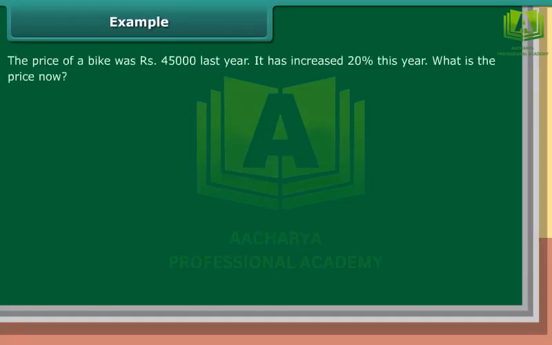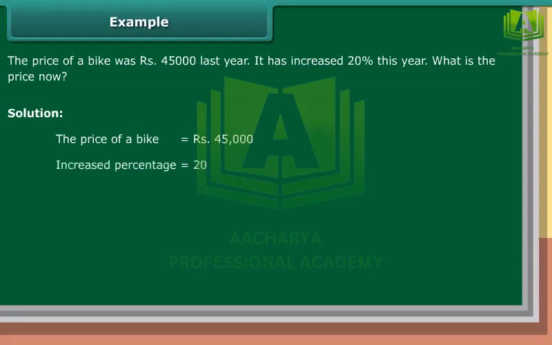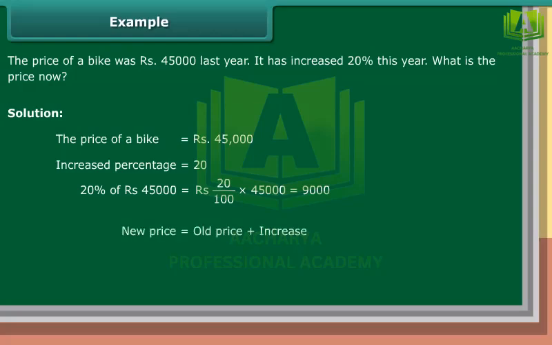Example: the price of a bike was Rs 45,000 last year. It has increased 20% this year. What is the price now? Solution: the price of a bike is equal to Rs 45,000. Increased percentage is 20. 20% of 45,000 is equal to Rs 20 upon 100 into 45,000, which is equal to Rs 9,000. New price is equal to old price plus increase, which is equal to Rs 45,000 plus Rs 9,000, which is equal to Rs 54,000.